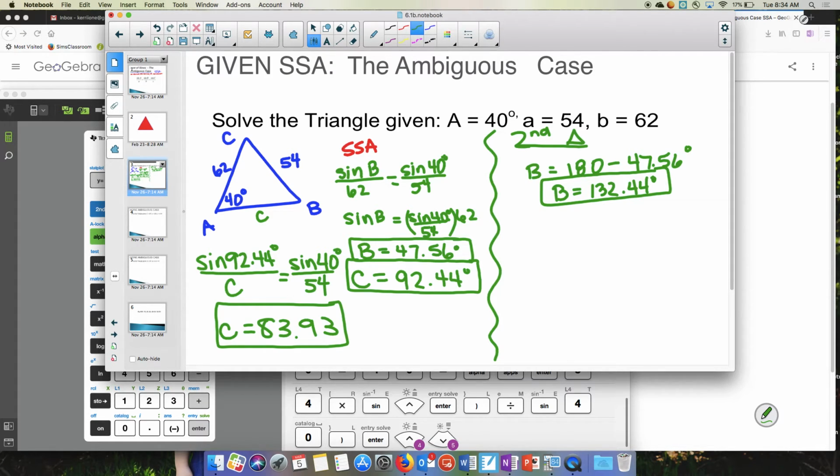So if angle A remains as 40, but now angle B is 132.44 degrees, then when we do our 180 rule, angle C is only what? 7.56 degrees. Okay. And then for side C, we would instead set up the ratio, the sine of 7.56 degrees over C equals the sine of 40 over 54.